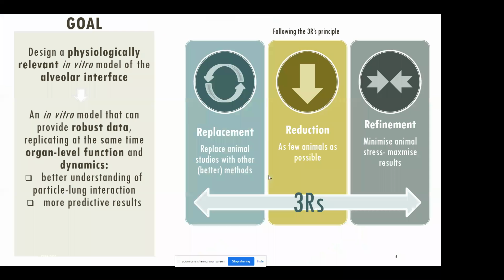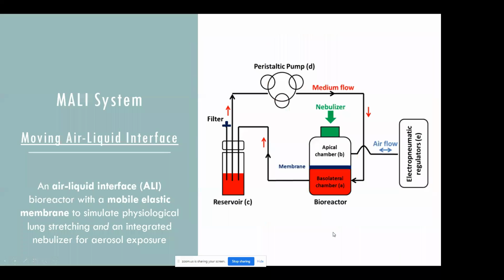What we wanted to do, therefore, was to design a really physiologically relevant in vitro model, closely simulating the physiology of the human lung. We could then use it to better understand how particulate matter interacts with the lung, particularly particulates of the order of nanometers, the size of a viral particle. That will enable us to get more predictive results of lung particulate interaction using the principle of the 3 R's. So we developed a moving air-liquid interface system. It's not ALI, it's MALI, for moving.